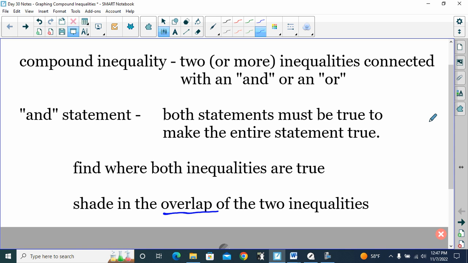So again, a compound inequality is two or more inequalities. They'll be connected with either an and statement or an or statement. The word and means both, so both statements must be true to make the entire statement true. We are trying to find where both inequalities are true, which would be the overlap of the two inequalities. That is where we're going to shade in for an and statement.